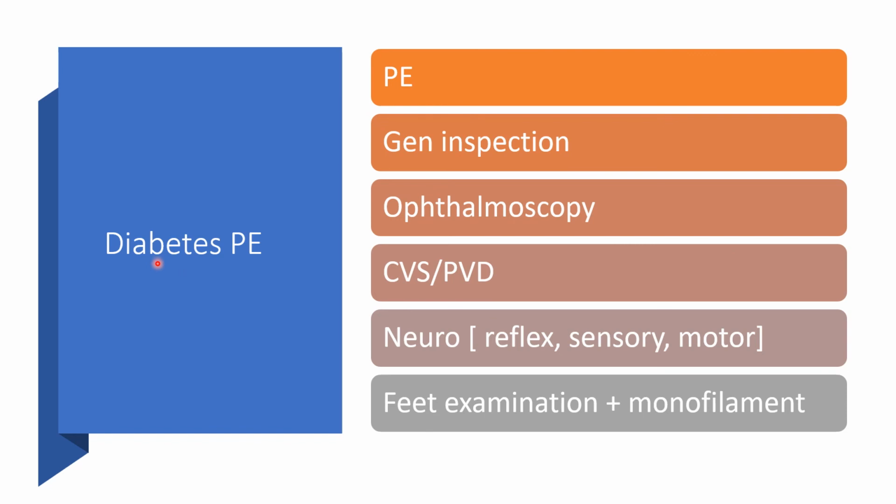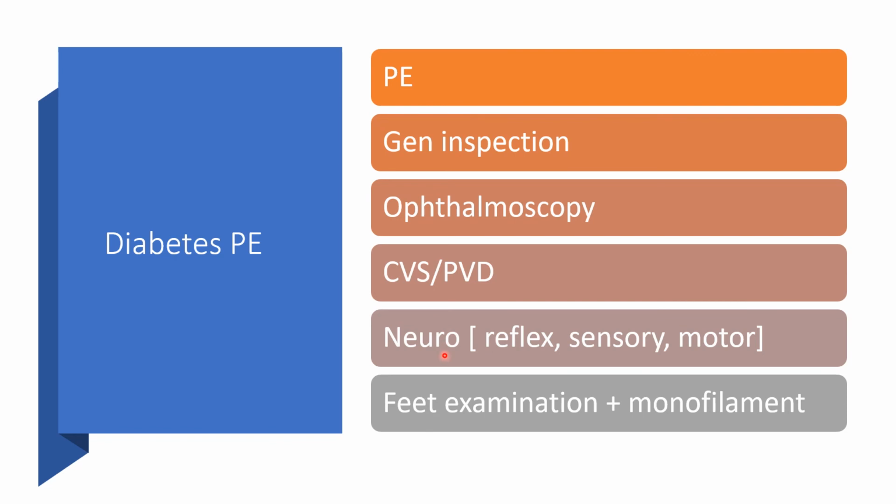Now, we've gone through the history. Now we want to do physical examination. Okay, general inspection, head to toe, and ophthalmoscopy. Remember, I've been saying blood vision things. There are stages of distortions to your sight from diabetes, the same like hypertension. Okay. We will inspect, check everything about cardiovascular system, about peripheral vascular disease.